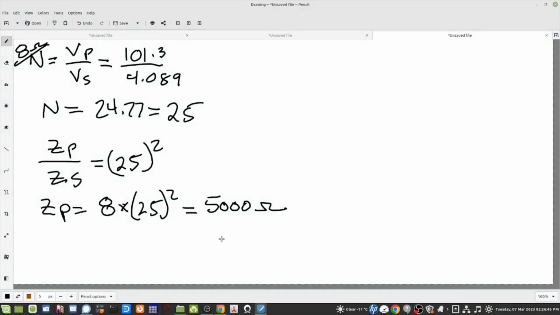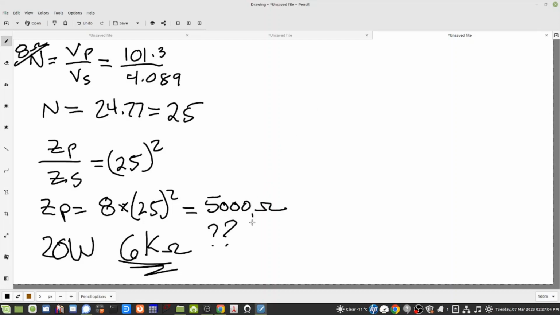Boy, that's a nice number, isn't it? The only problem is this other Chinese transformer was a 20-watt, 6K ohm primary impedance. Huh? I don't know what that means. I don't know why this is like that when that's like that. Maybe somebody can tell me.